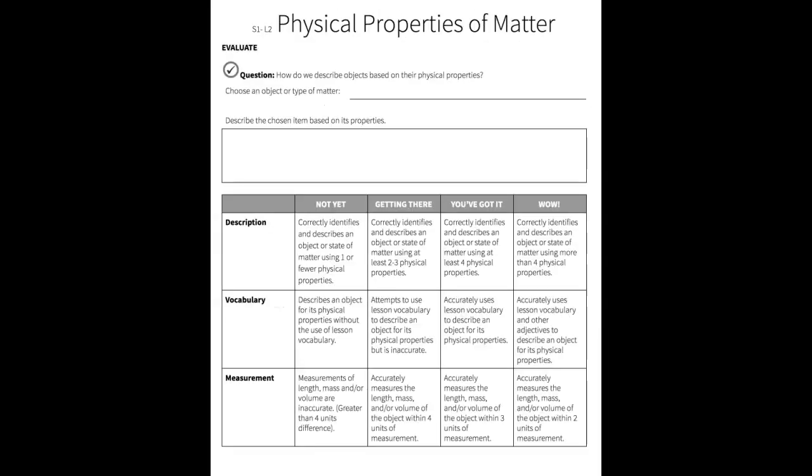In the Evaluate portion of this lesson, students will choose a card from their States of Matter cards found in Lesson 1, and they'll use the Physical Properties of Matter handout in their student journal to discuss the properties of matter that they see in that card.